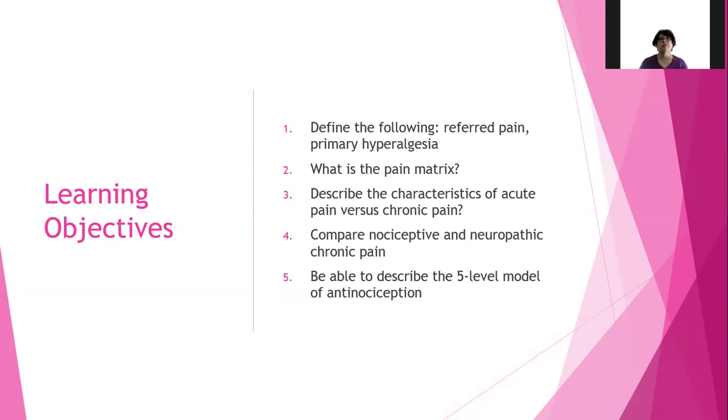We're going to talk about the pain matrix and what it is, and the characteristics of acute pain versus chronic pain. And we're also going to compare nociceptive pain to neuropathic chronic pain and the 5-level model of anti-nociception. So anti-nociception is our body's pain control systems. And there's a 5-level model that's presented.